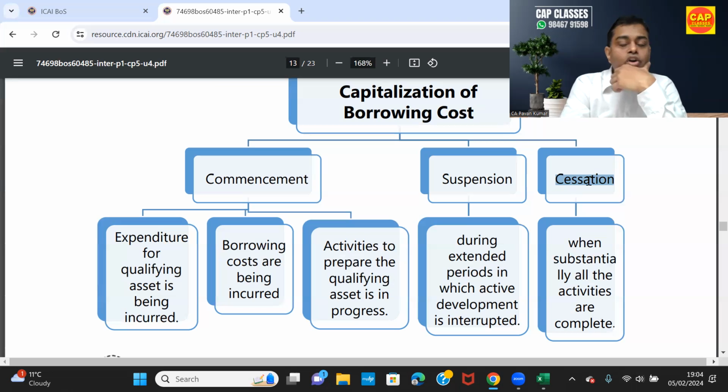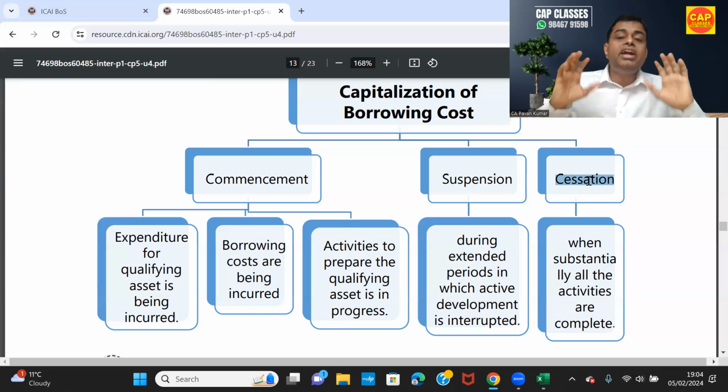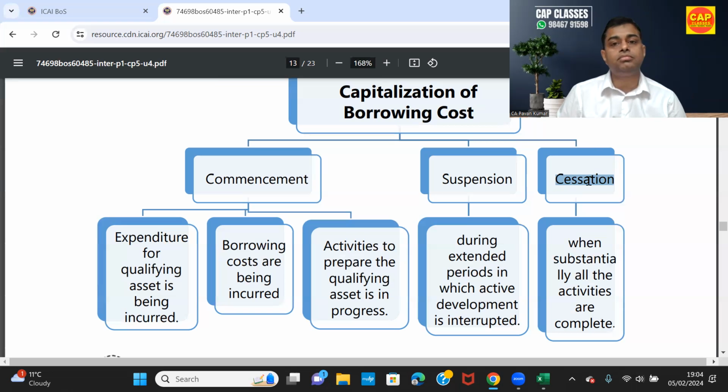Pavan sir, I borrowed money, but none of the activities have started. I have not even identified where to construct. I borrowed money, but construction not started. Planning not started. No activity on the qualifying asset is going on. Then you cannot capitalize. So this is commencement.